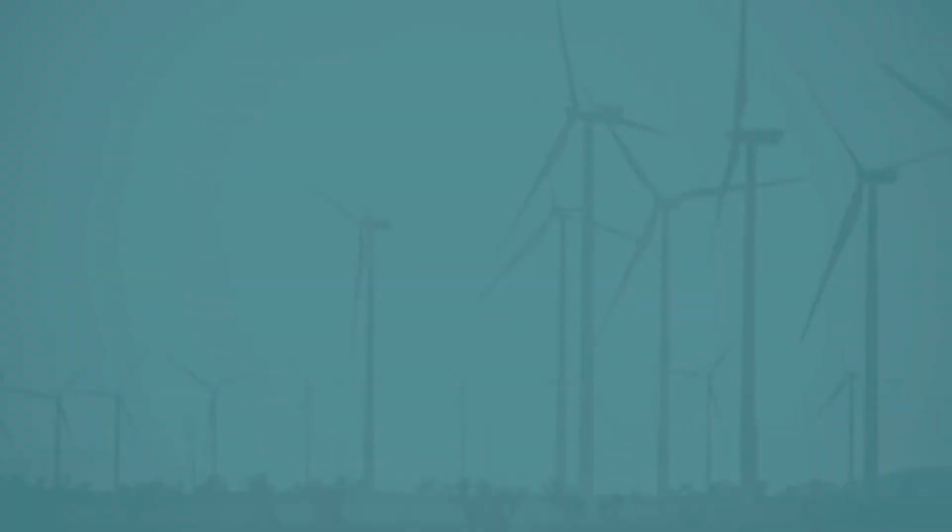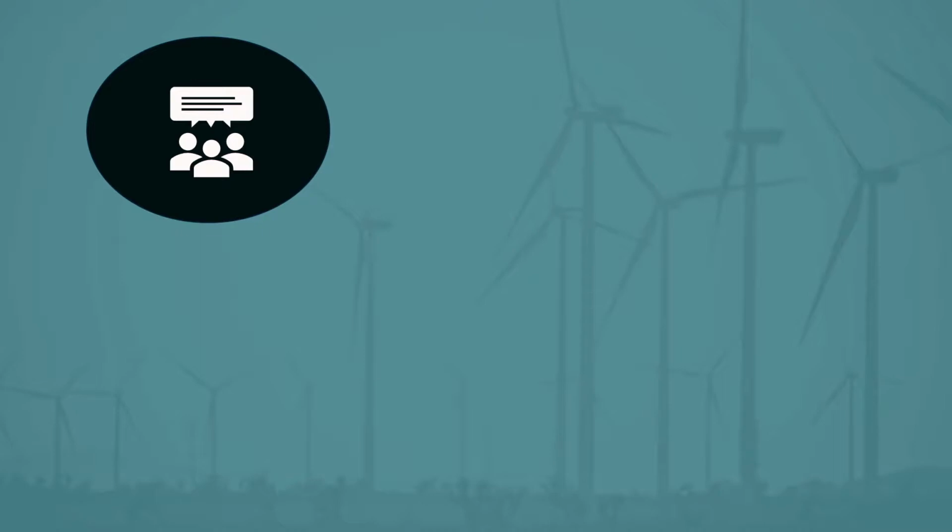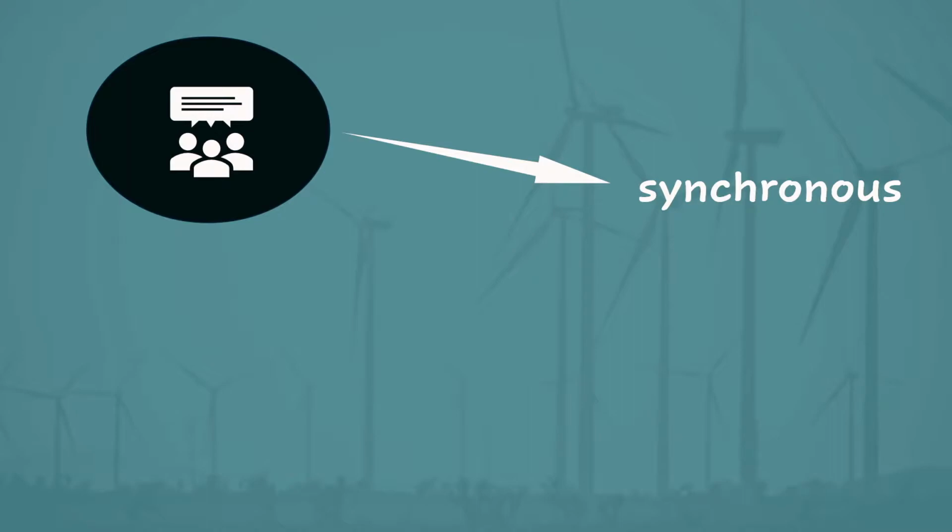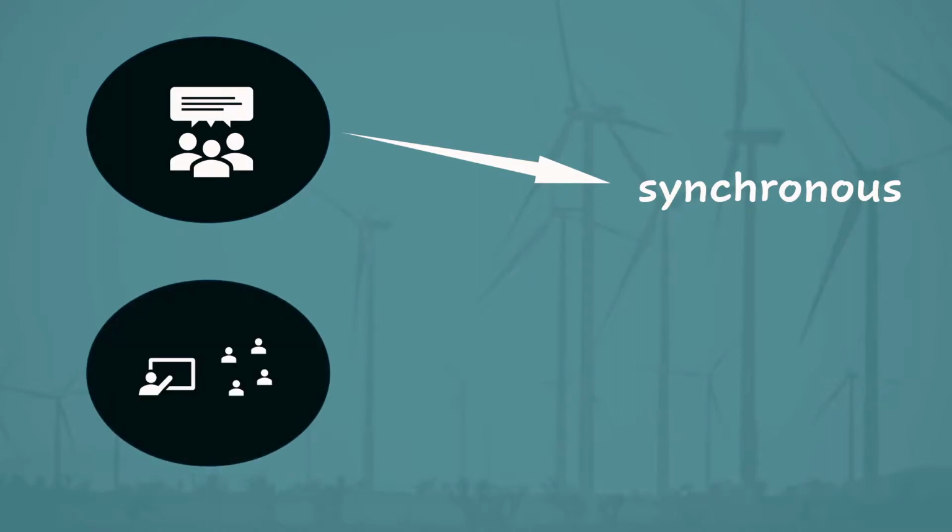Some courses are taught fully or primarily in person. These courses are usually always fully synchronous, which means everyone is doing the same thing at the same time. Some courses are taught remotely, meaning instructors and students can be in different places. Nowadays, this is mostly done online.